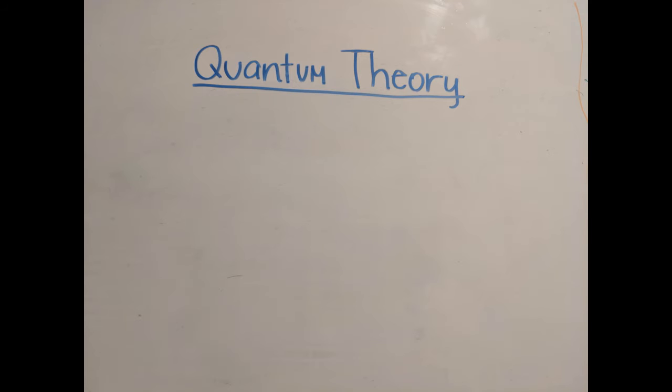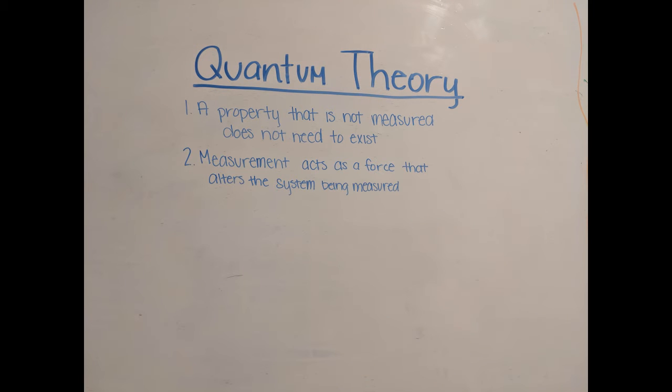Now switching from the classical system to quantum theory. First, there are two things that quantum theory forces us to accept as fact. 1. A property that is not measured does not need to exist. And 2. Measurement is an active process that alters the system being measured.